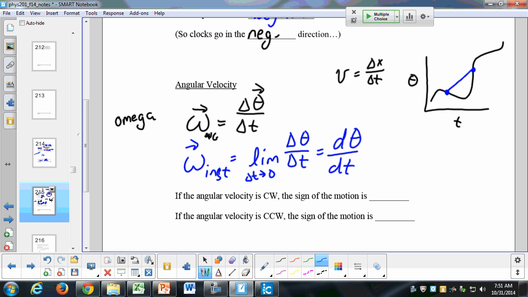So all the stuff that we did before in chapter 2, where we can take a position function and take the derivative of it to find the velocity function, and take the derivative of that to find the acceleration function, all that stuff will still hold. And we'll see some problems like that in just a bit. All right, angular velocity clockwise is negative, counterclockwise is positive, just like before.